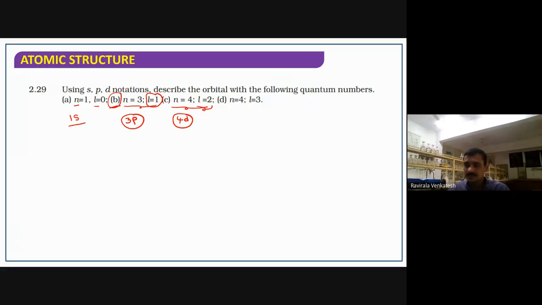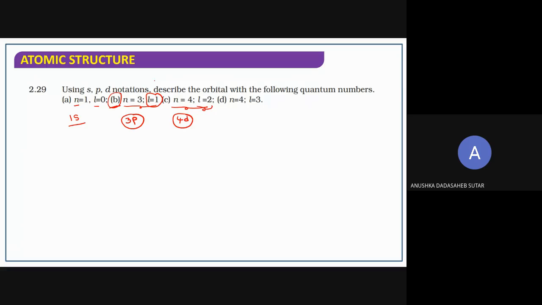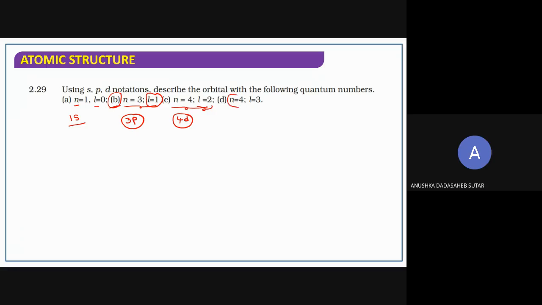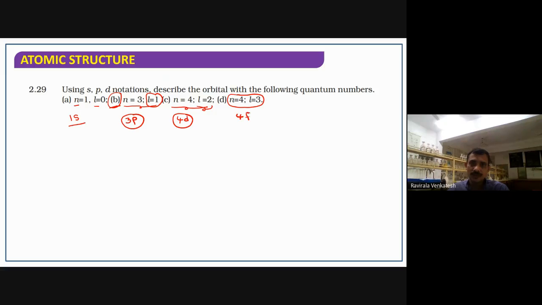Anushka. Yes, sir. Anushka, beta, bolo beta, what is the orbital? If n is equal to 4, sir, four. L equal to 3. Sir, 4F. Very good. It is a 4F orbital. Because L is equal to 3 means which orbital you have to consider? F orbital we need to consider.